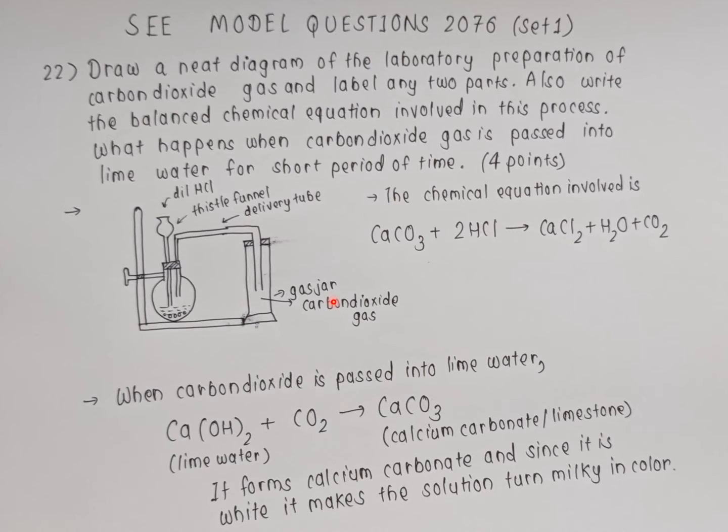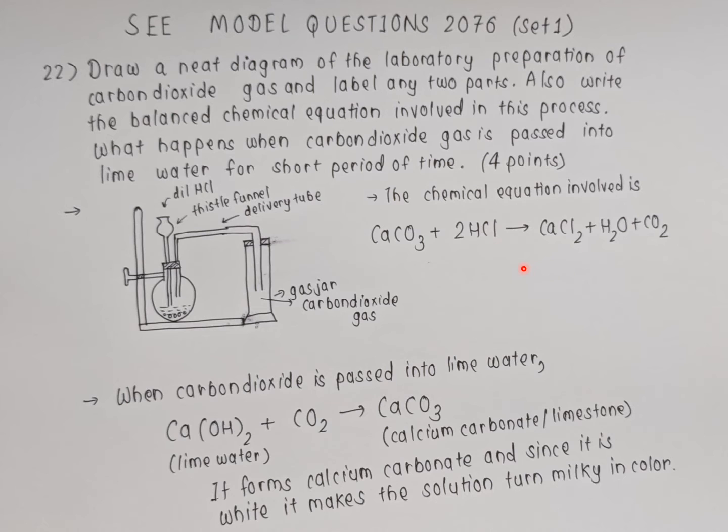So the question asks you to label two parts. I have labeled many. You can choose whichever two parts you want to label. The second part is the balanced chemical equation for the reaction involved. As you see, the limestone, calcium carbonate, reacts with hydrochloric acid, HCl.